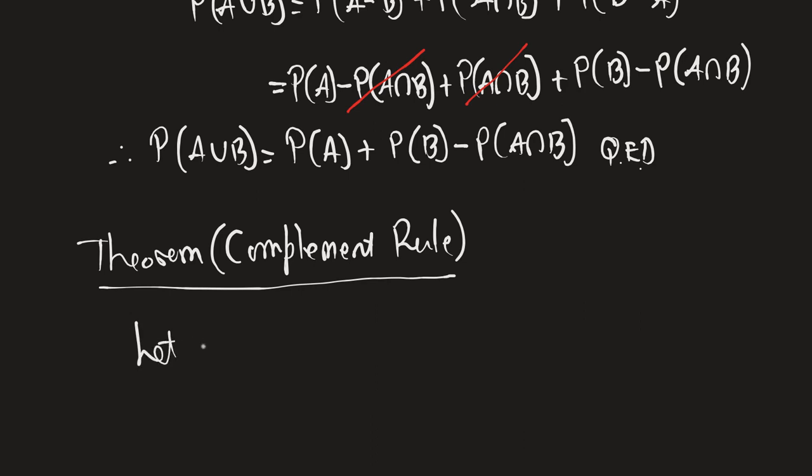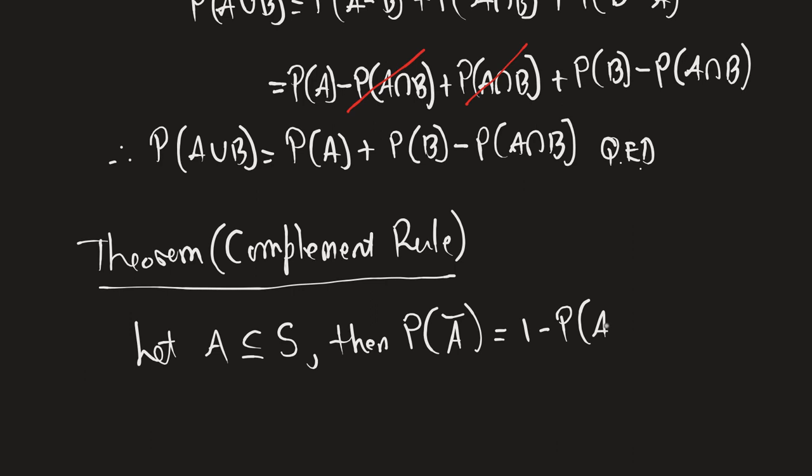It says, let A be a subset of our sample space, then the probability of the complement of A is equal to 1 minus the probability of A, right? So let's say this one out in words. This is saying the probability that an event does not occur is equal to 1 minus the probability that it does occur, right? Even when you say that in words, it just makes sense. Either an event occurs or it doesn't, right?